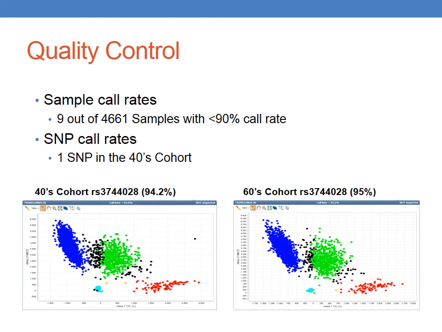So in terms of call rates, there were only 9 out of the 4,500 samples that had a call rate less than 90%. For individual SNPs, there's only 1 in the 40s cohort that had a call rate less than 95%, which you can see on the graph up here. If you look at the graph on the left, you can see there was a large number of individuals who were called as undetermined because they fell in between the homozygote and the heterozygote clusters. So this is what would cause the lower call rate for this SNP.